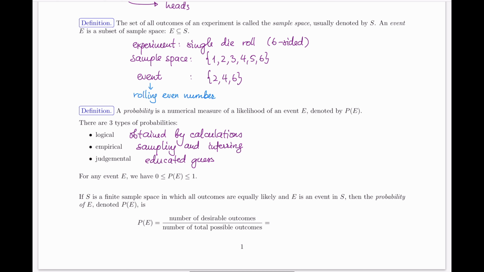No matter what, for any event, the probability will always be between 0 and 1, where 0 corresponds to the event certainly not happening, and 1 corresponds to event certainly occurring. Now, if we are going to obtain our probability by calculations, what are those calculations going to be?